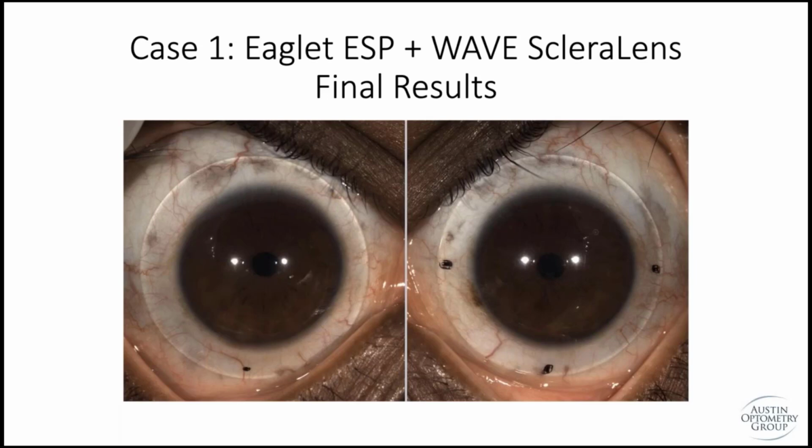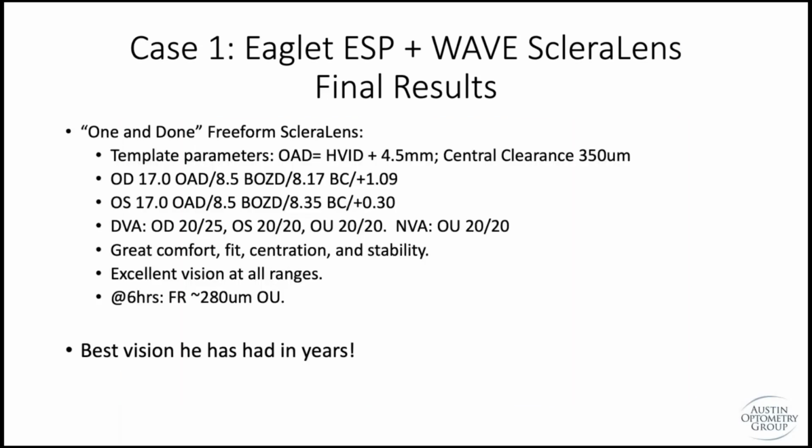The markings don't look like this anymore. This was a while back when we were fine-tuning what the markings would look like on these lenses. They will just have the 6 o'clock marks. They won't have that 3 and 9 mark. So ignore that, but the fit looks beautiful. This is a one and done fit. Didn't need any adjustments. We did just do that HVID plus 4.5 millimeters.